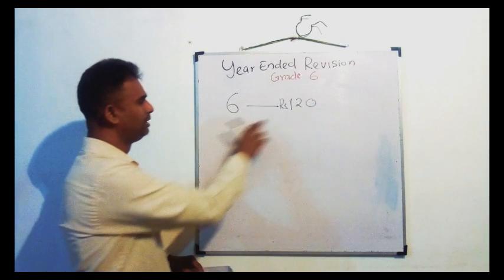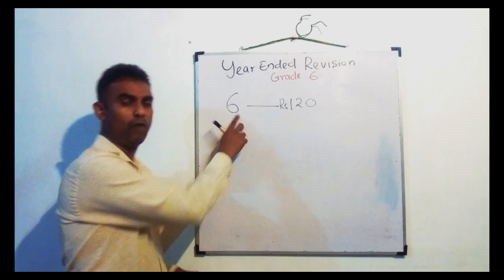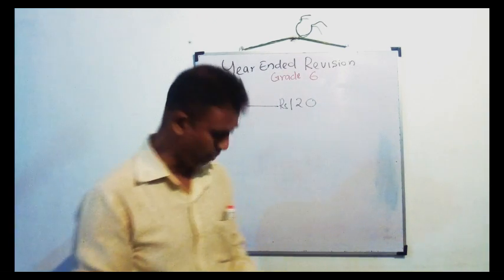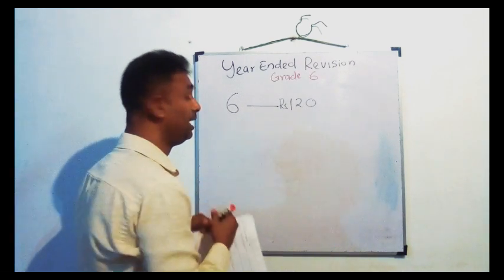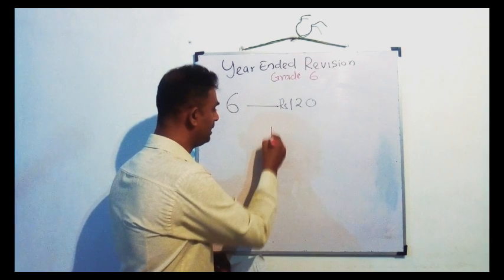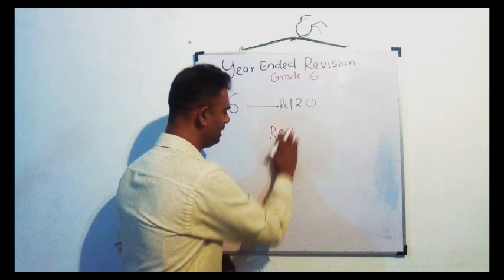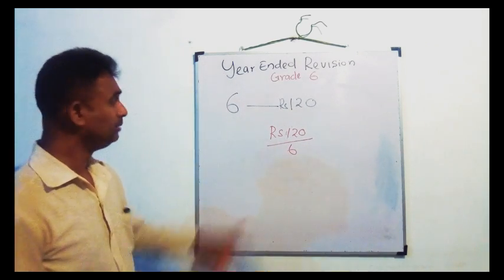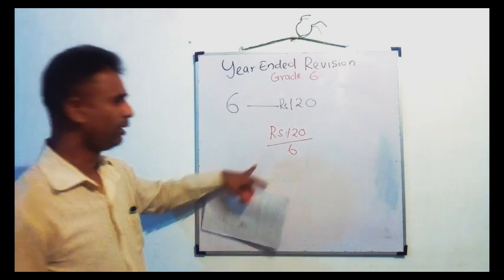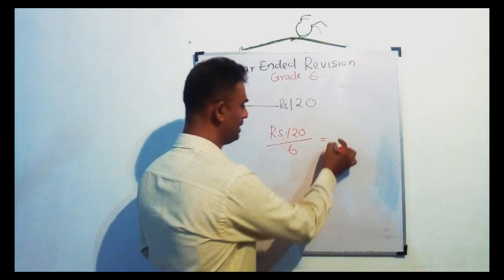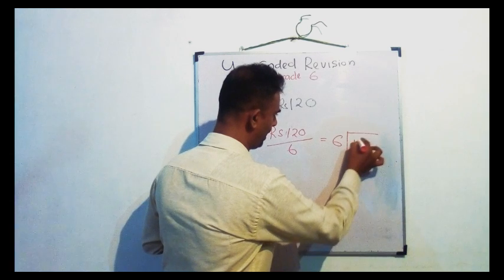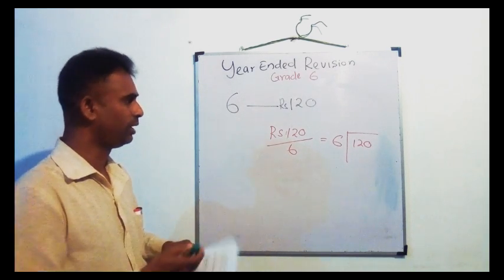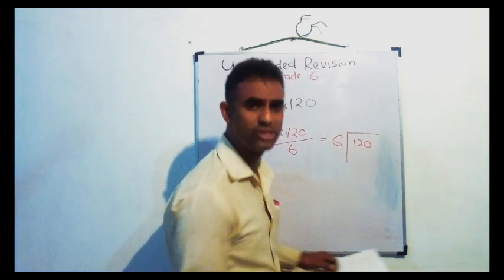Now see here, the total price of the 6 pencils is given, and we want to find the cost of 1 pencil. What arithmetic operation do we have to use? Division. We divide the total cost 120 by 6 to find the value of 1 pencil. We notate it like this: 6 inside of the 120. How many 6s for the 1? No 6 for the 1.